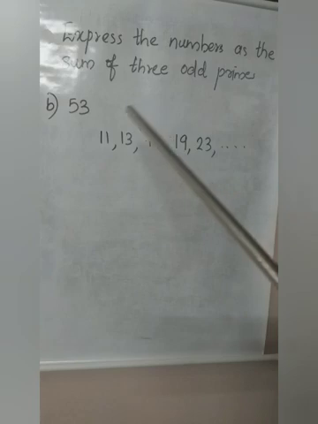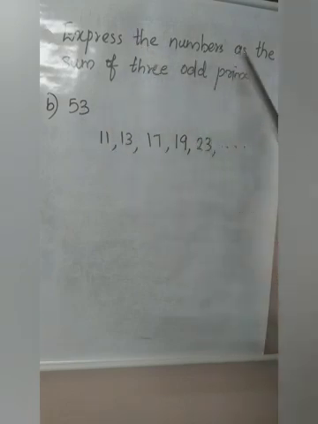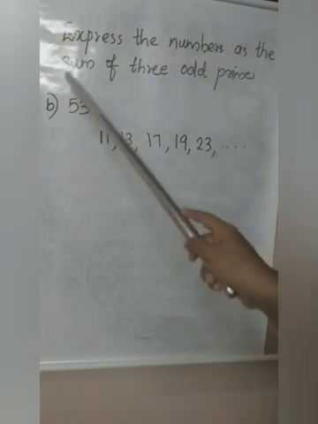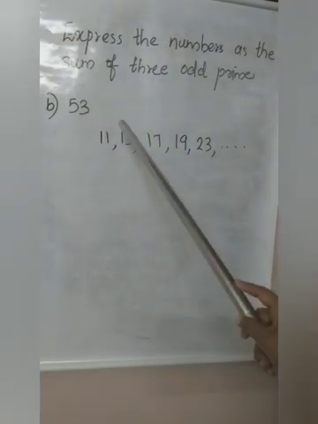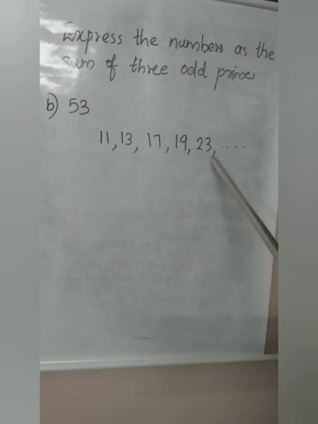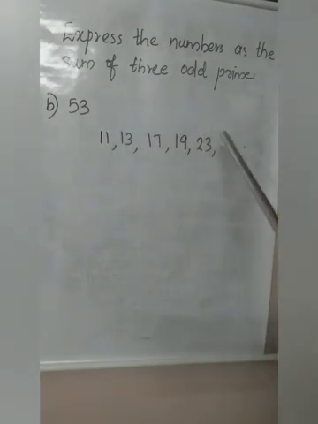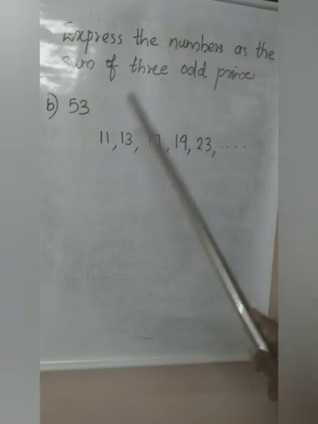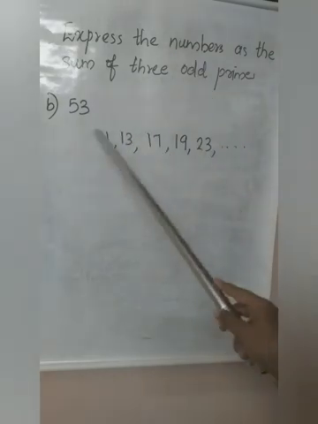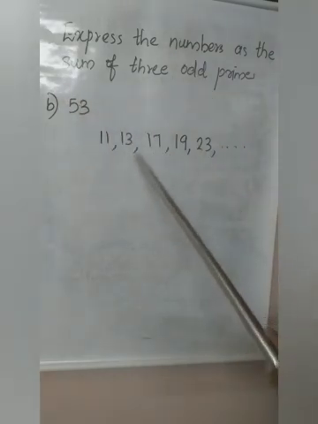Next question, 53. Express 53 as a sum of 3 odd prime numbers. Here, since 53 is a large number, I am starting from 11. So, I first grouped some prime numbers: 11, 13, 17, 19, 23. Now, check. 11 plus 13, what are you getting?